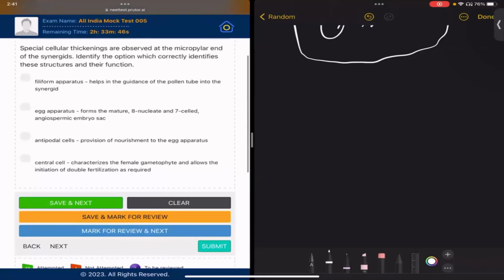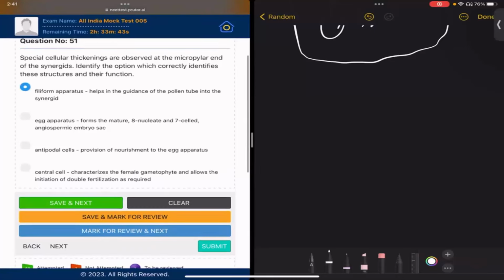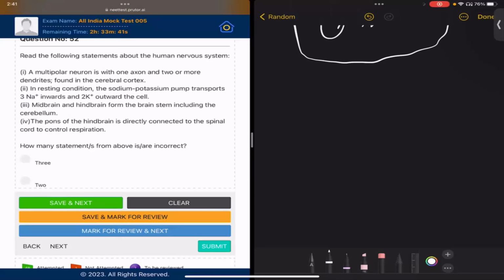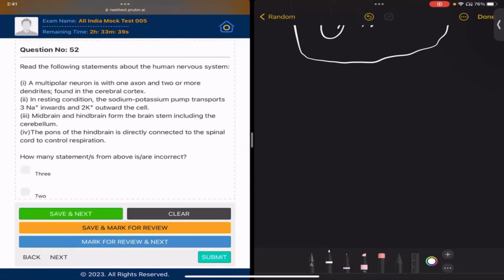सेलुलर थिंकिंग जो होता है उनको बोलते हैं हम लोग फिलिफॉर्म अपैरेटस. यहीं से आंसर आ गया. गाइडेंस ऑफ पॉलिनेटिव इंट्रोसिनर्जी में हेल्प करता है. Which of the following statements about the human nervous system is incorrect? इनमें से हम लोग को पता करना है कि इनकरेक्ट कौन कौन सा है.